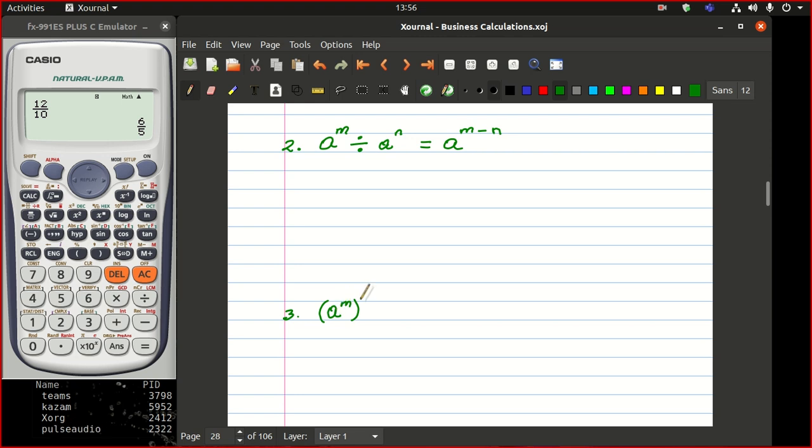And then now you raise it to another exponent. What are you supposed to get here? You are supposed to end up getting a. You keep this base as it is, and then you multiply the exponent. So you'll have m times n. That's what you end up getting.